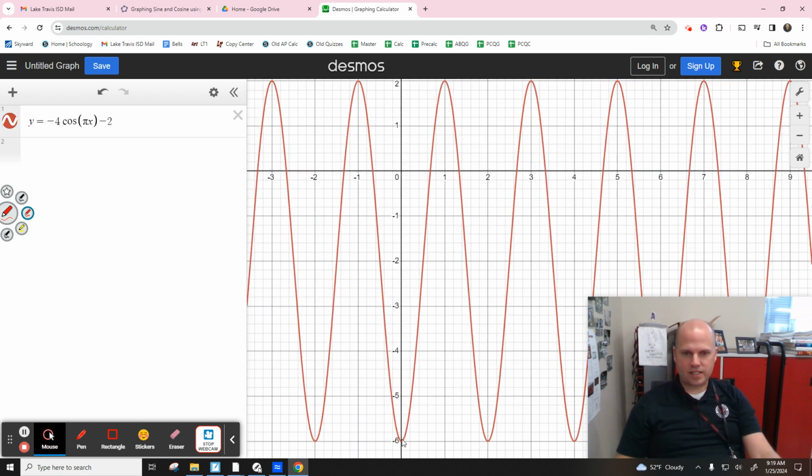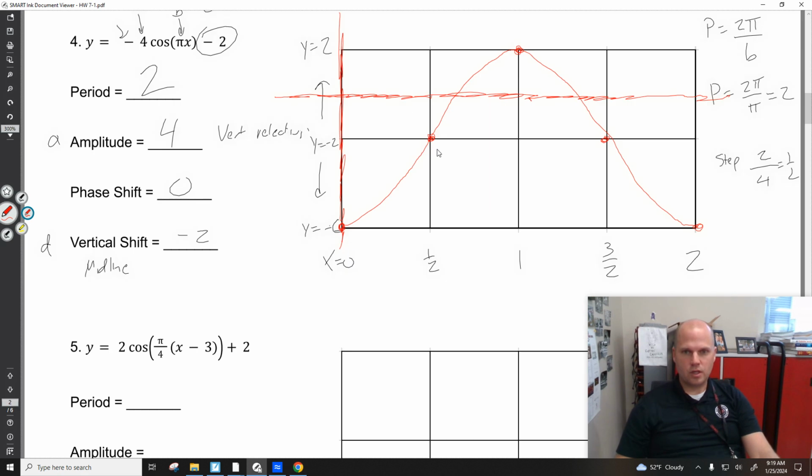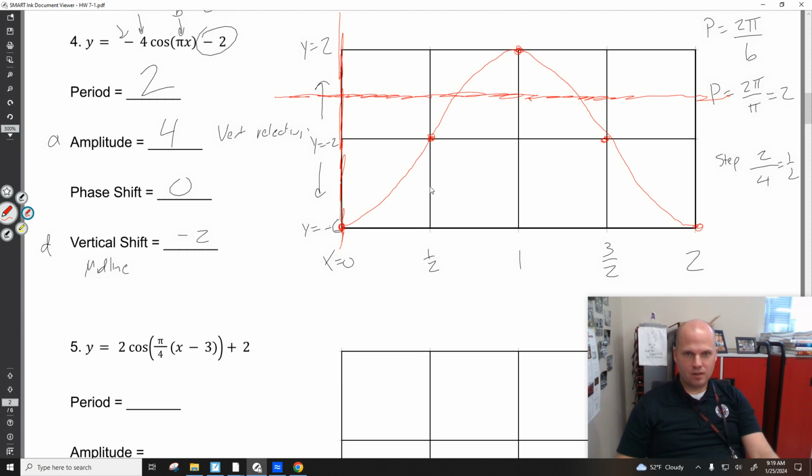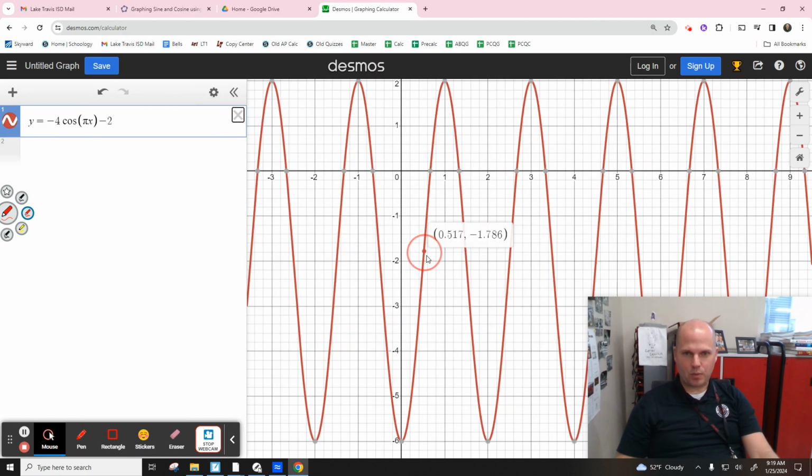What are some of the points I see? 0, 6. Here's an easy point. I could find 1, 2. I have the point 1, 2. I have the point 2, -6. In between along the way, I'll have the point a half, 0. Oh, sorry, a half, -2. I'll have the point 1.5, -2.